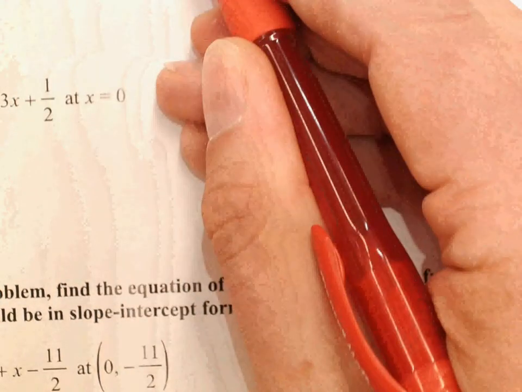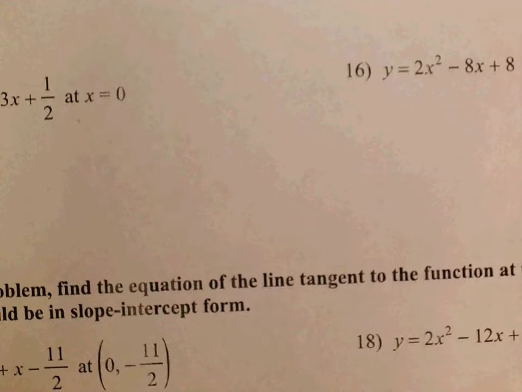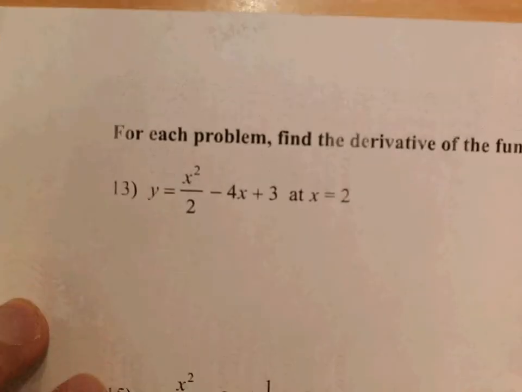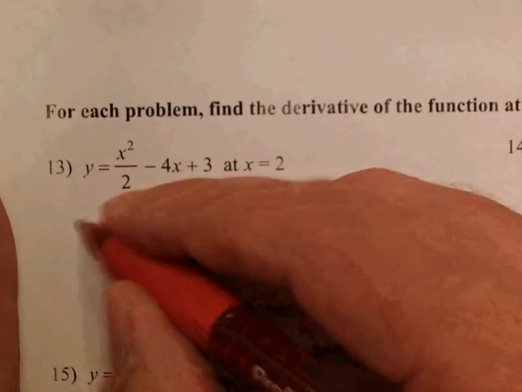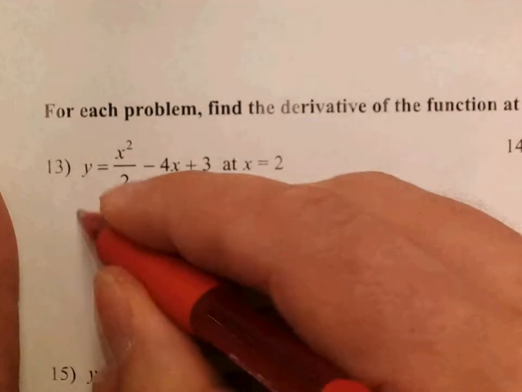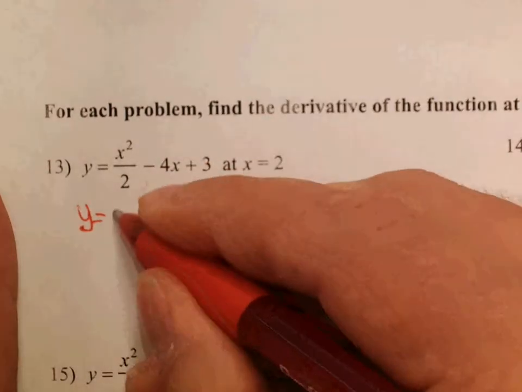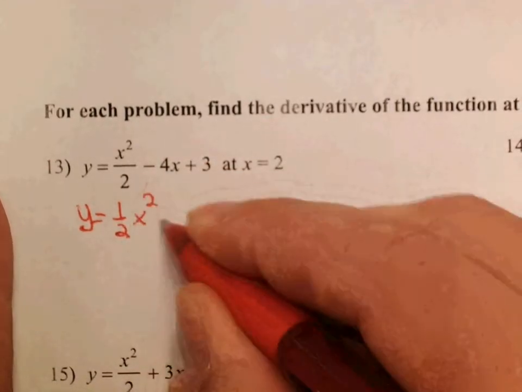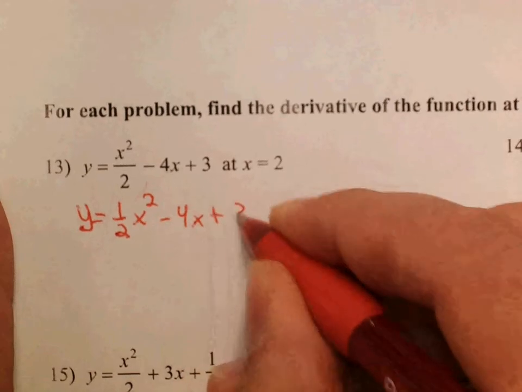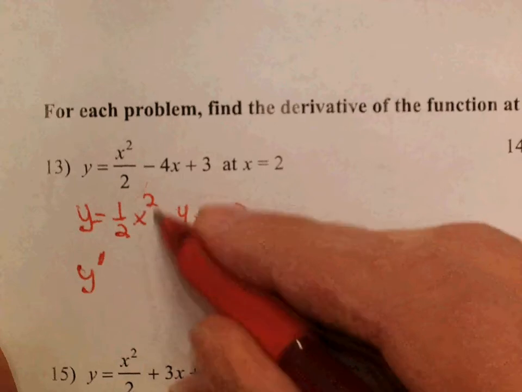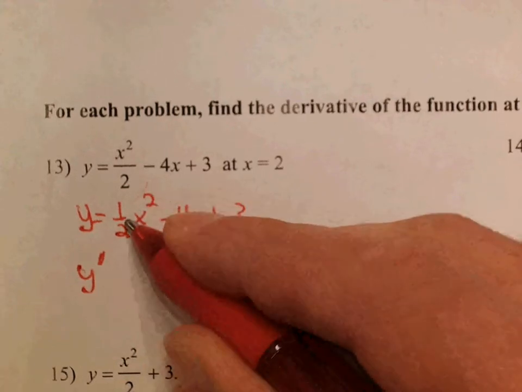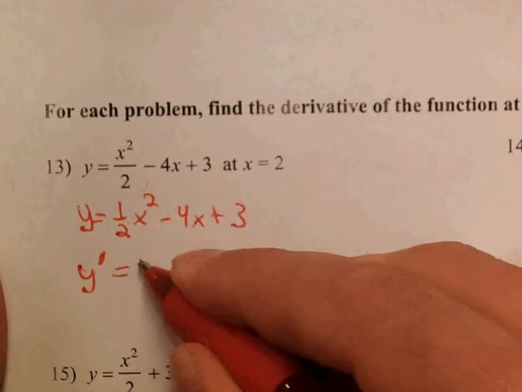it's got slightly different instructions. First it says, find the derivative of the function at the given value. Well, to find the derivative of the function at the given value, we need to first find the derivative, and we're going to use rules. So I'm going to rewrite this so it's clearly a constant. It's 1/2 x squared minus 4 times x plus 3. And to find the derivative, I'm going to use the power rule. It's going to be multiply by the power. 1/2 times 2 is 1.